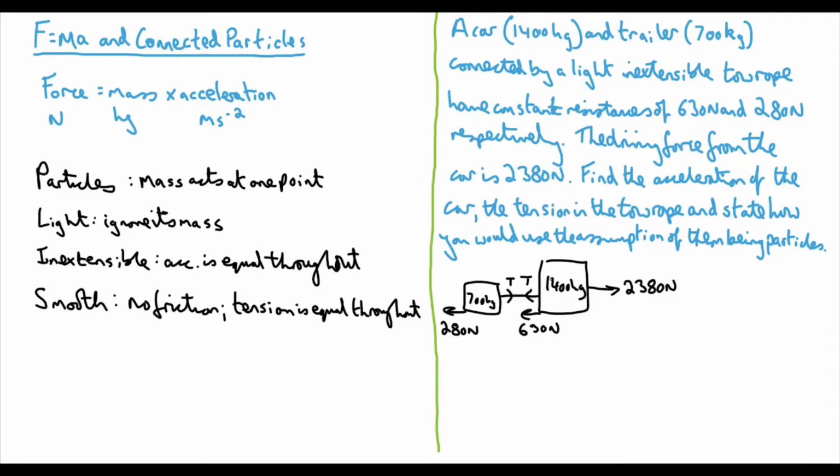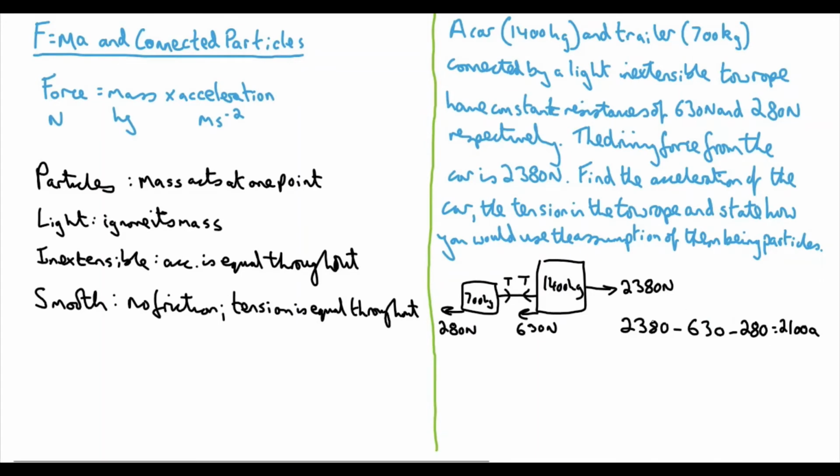So what we have to do instead is consider the model as a whole, because if we were to then list all of the forward forces and then take away all of the reverse forces, the resistive forces, the plus T minus T, because in opposite directions, would cancel with each other, removing the unknown from our expression. We would therefore just be left with this forward force of 2,380 minus the resistance of 630 and 280. And this will leave us with mass times acceleration, so the combined mass of the whole thing is 2,100, and we can just say that that is times by a for now, for the acceleration.